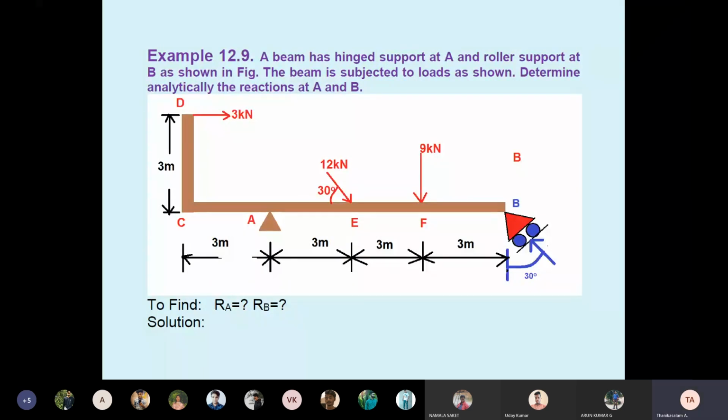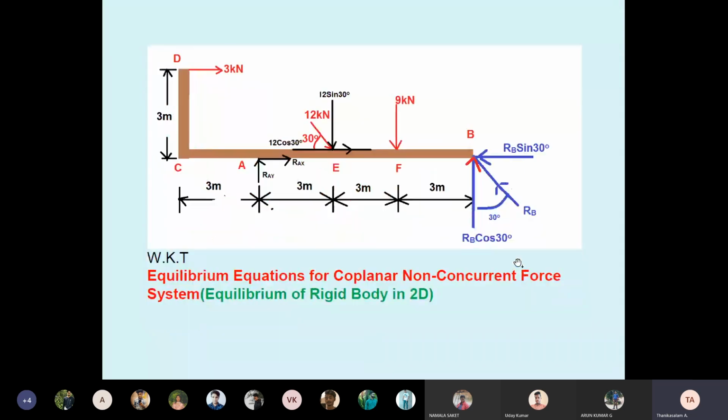Now read the question. Namala Sagat, read the question. A beam has hinged support at A and roller support at B as shown in figure. The beam is subjected to loads as shown. Determine analytically the reactions at A and B. See, the roller given is inclined again, so the roller gives only one reaction, along the direction of B. The angle given with respect to vertical is 30. Therefore, I have replaced it with RB cos 30, RB sin 30.